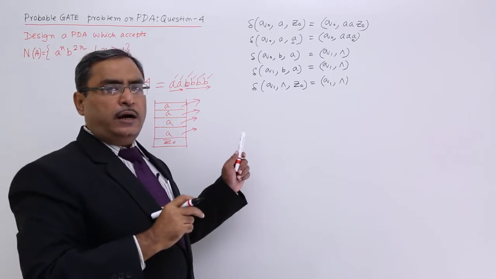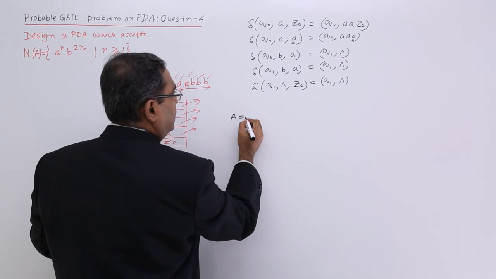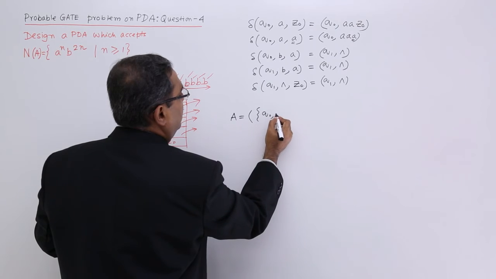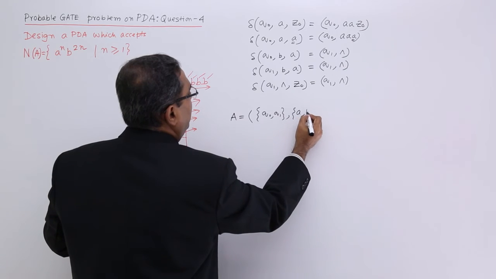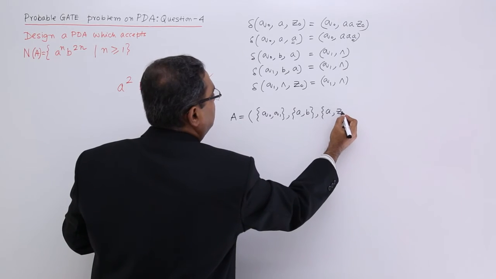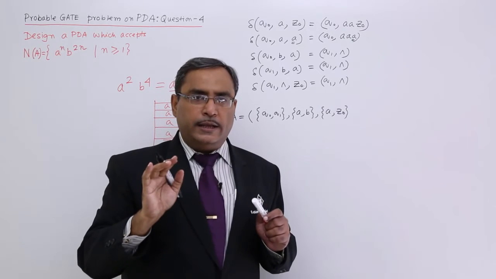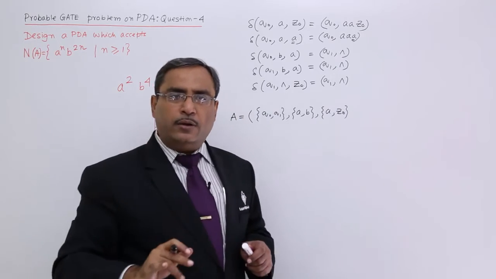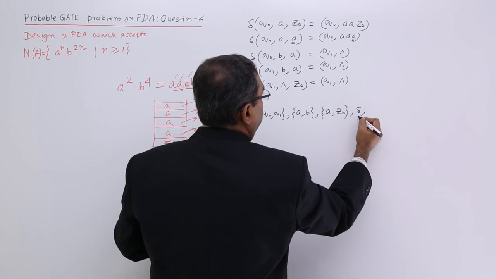If you ask me to write the PDA in official notation, then I shall write it in this way. What states do we have? We have states Q0 and Q1. What are the input symbols? a and b. What are the pushdown store symbols? a and Z0. Look here, I didn't push b on the top of the stack, never. So that's why b cannot be a pushdown store symbol. So a and Z0 can only be the pushdown store symbols. And delta I have mentioned here.